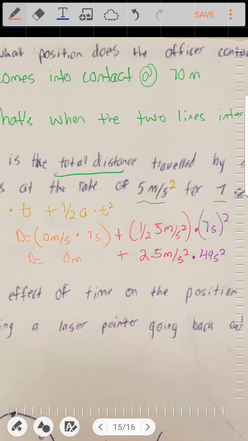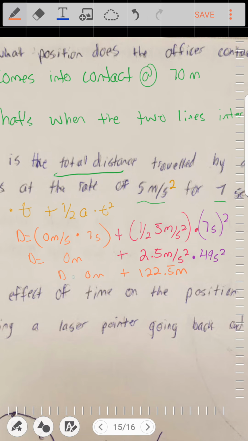Next, I need to figure out what 2.5 times 49 is going to equal. So 2.5 times 49 is going to give me 122.5 meters. Or I apologize, just meters, because the meter per second squared times the second squared is going to cross out my second squared, so it's going to give me plus 122.5 meters, and plus the 0 meters down here.